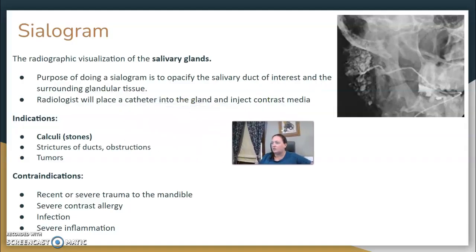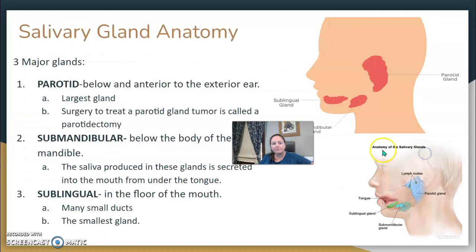The sialogram is really rare, and we had a radiologist many years ago who was the only one who did these, so I doubt you guys will ever see these. But it's a radiographic visualization of the salivary glands. So we're looking for stones or strictures, obstructions, possible tumor. The radiologist is going to place a catheter into the salivary gland and inject contrast media through it. It shouldn't be done if there is obviously contrast allergy, recent trauma to the mandible, infection, or severe inflammation.